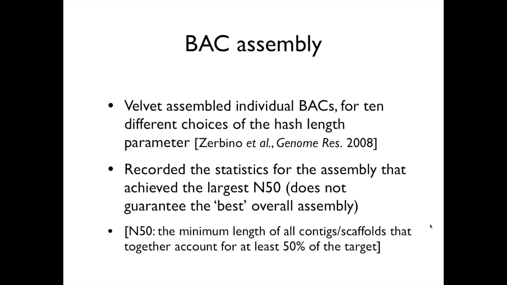So far we've been using Velvet to assemble these BACs. Velvet has this parameter, which is the hash length. So we tried different choices of the hash length and kept the assembly that has the largest N50. This does not necessarily guarantee that this will be the best overall assembly for those choices of the hash length, but right now it's sort of an arbitrary choice that we made. For those of you that are not familiar with the term N50, this is the minimum length of all the contigs that together account for at least 50% of the target, which is in this case the BAC that we're trying to assemble.